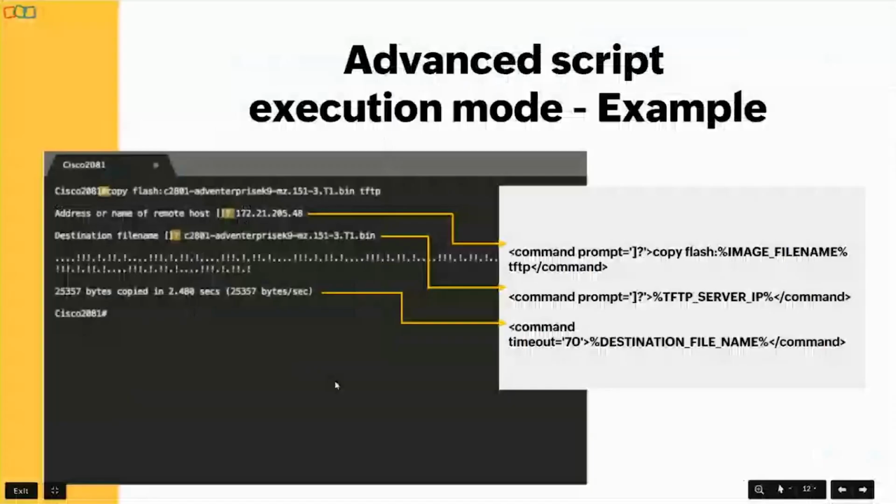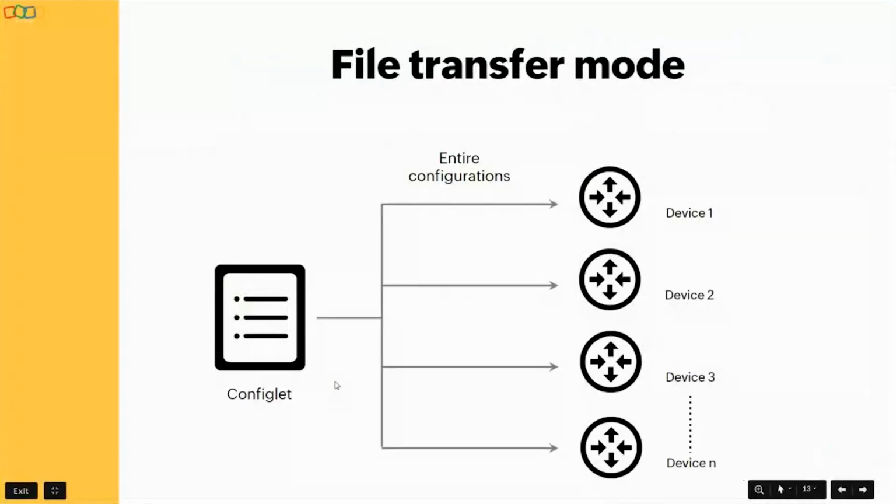So moving on, we'll see the last execution mode, which is the file transfer mode. So in this file transfer mode, the entire configuration, both the startup as well as the running configuration, or both the configurations, can be pushed to selected network devices. Also here, you can copy the entire configuration of a device and paste it on the configuration content and make it executed on a device via this method.